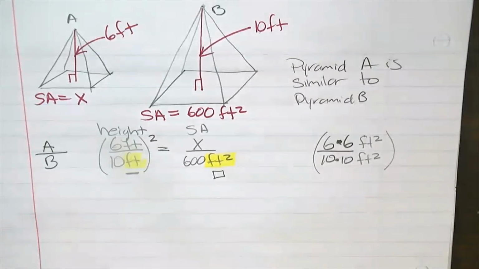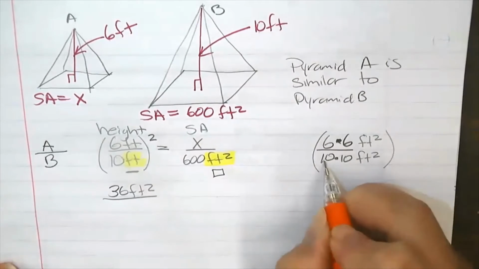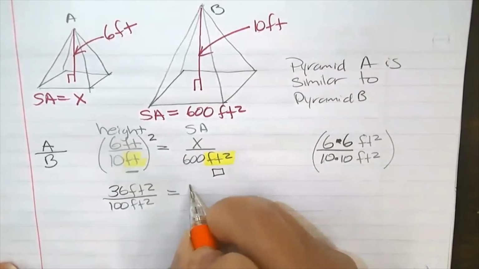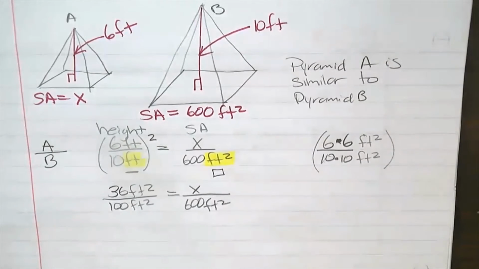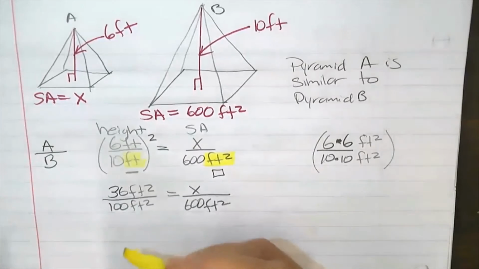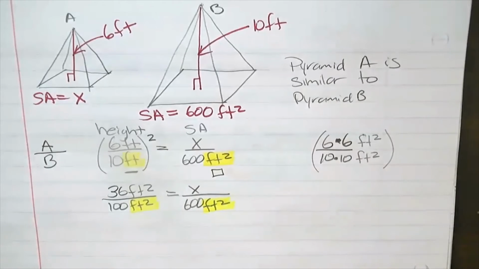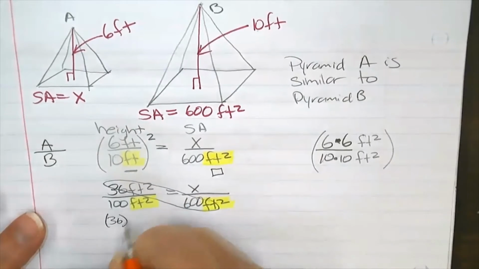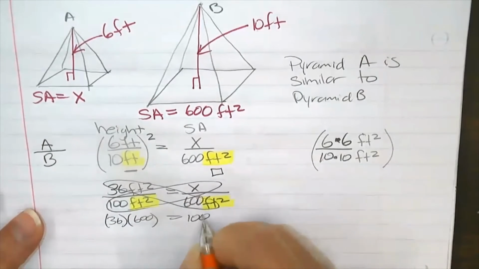So 6 times 6 is 36. So we have 36 feet squared. 10 times 10 is 100 feet squared. X over 600 feet squared. Now we have like units. Now we have feet squared and feet squared. Now I can cross multiply. So this is 36 times 600 should be equal to 100x.